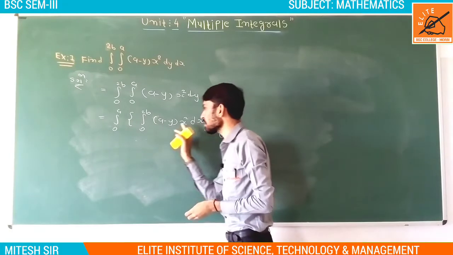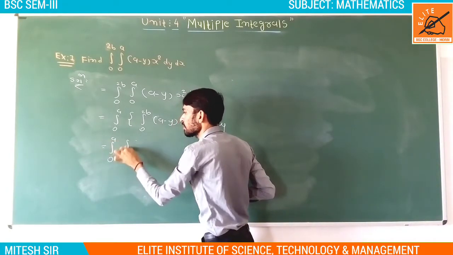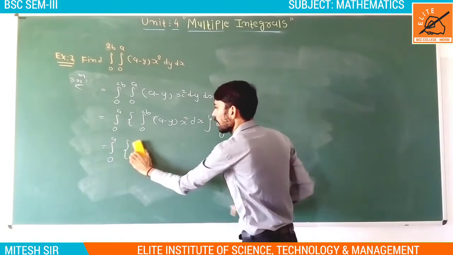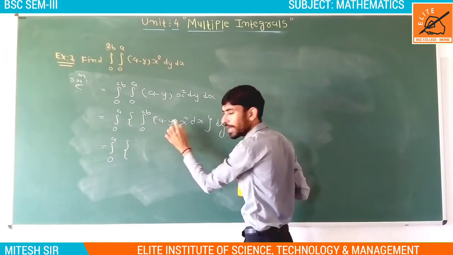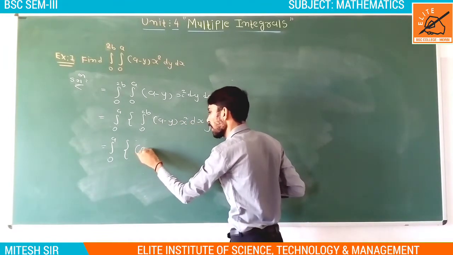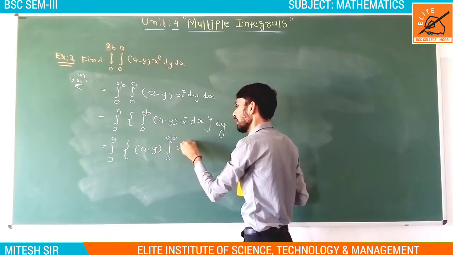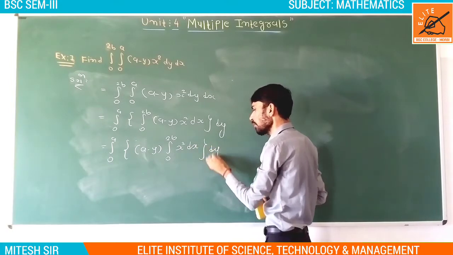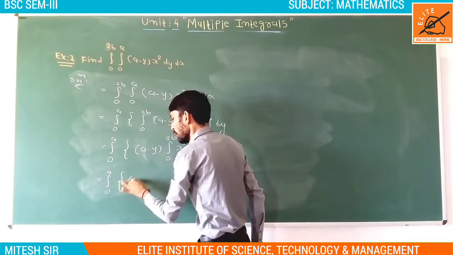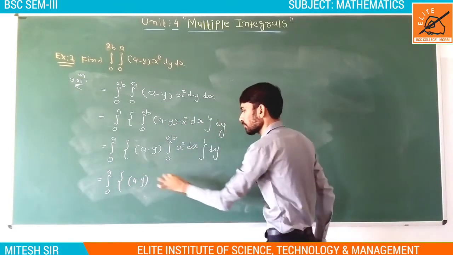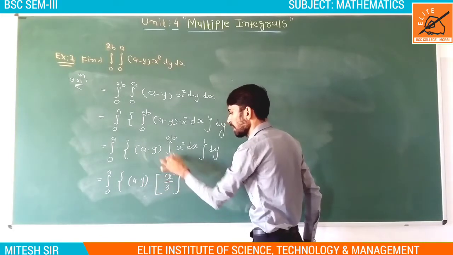So here we are doing integration of the function with respect to x first of all. So integration 0 to a as it is. See here, we are doing the integration with respect to x, so a minus y counts as the constant. So write down outside the bracket a minus y, integration 0 to 2b x square dx into dy. Now integration 0 to a, a minus y constant as it is. Integration of x square is x cube by 3. Limit is 0 to 2b.